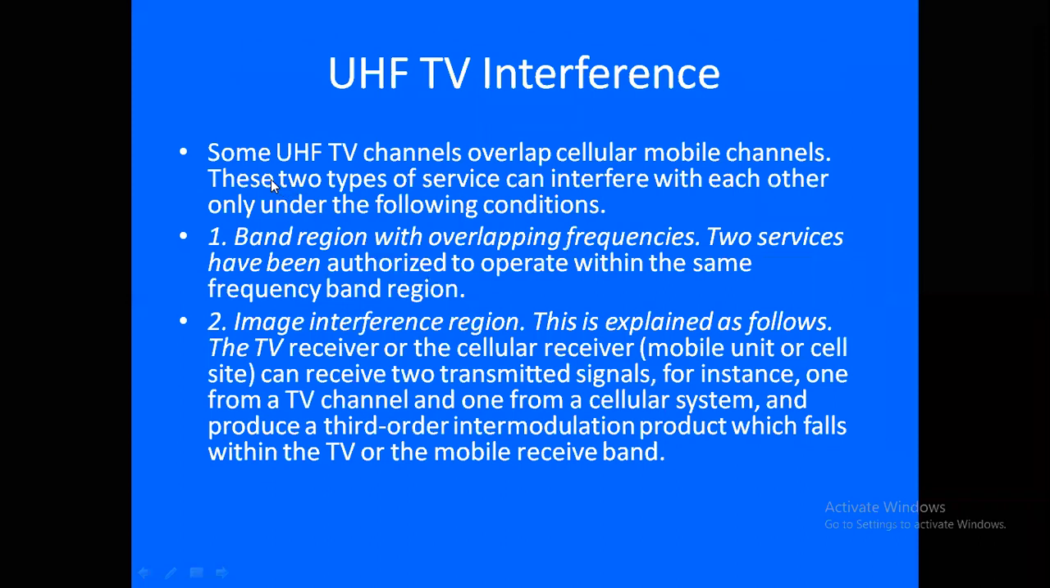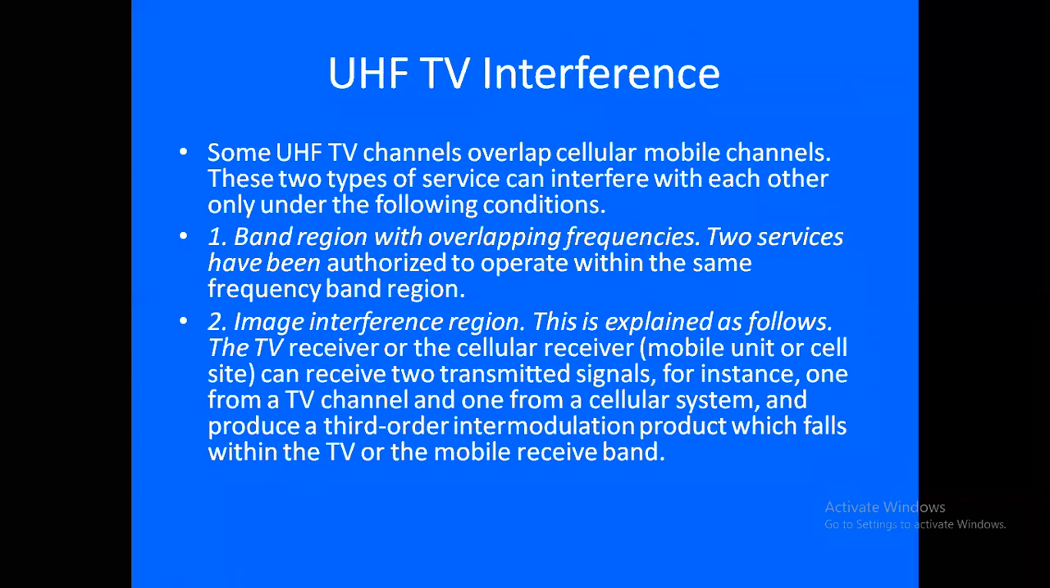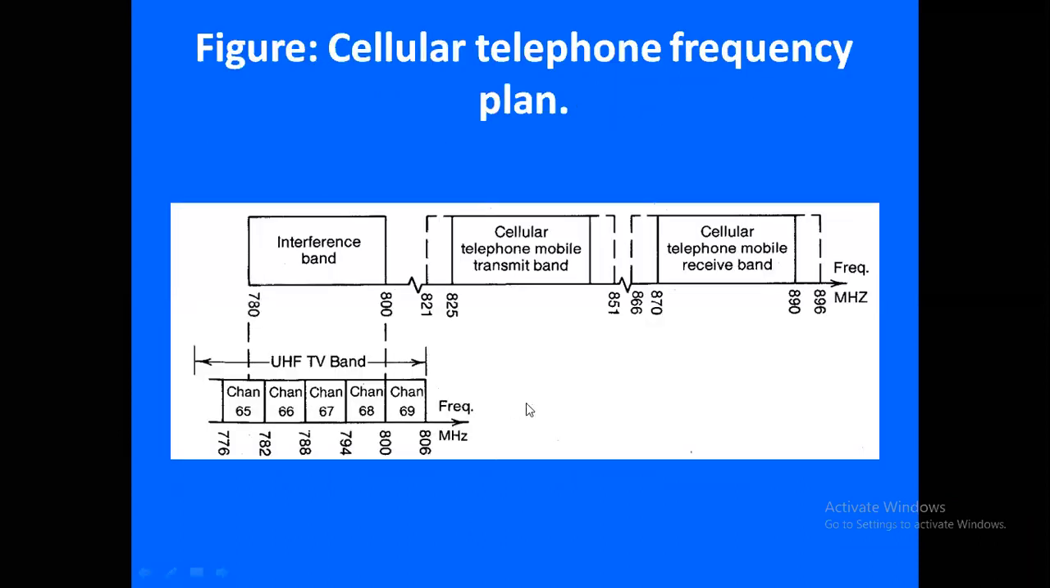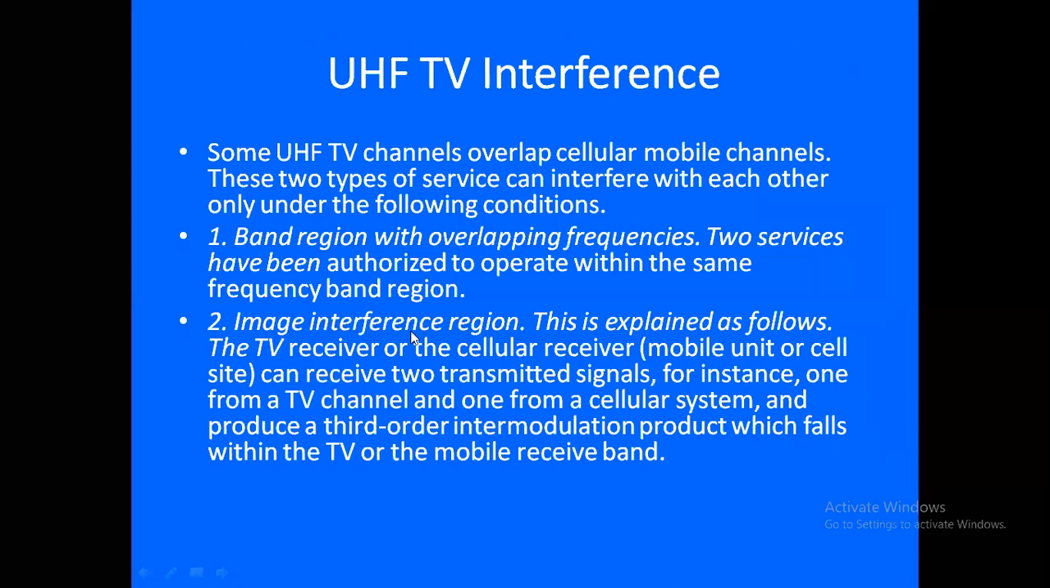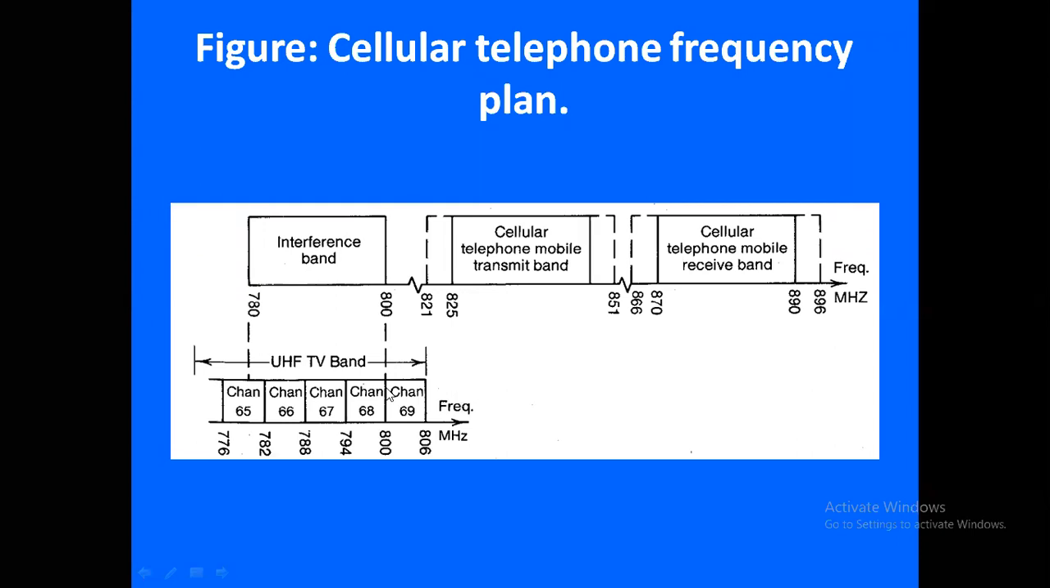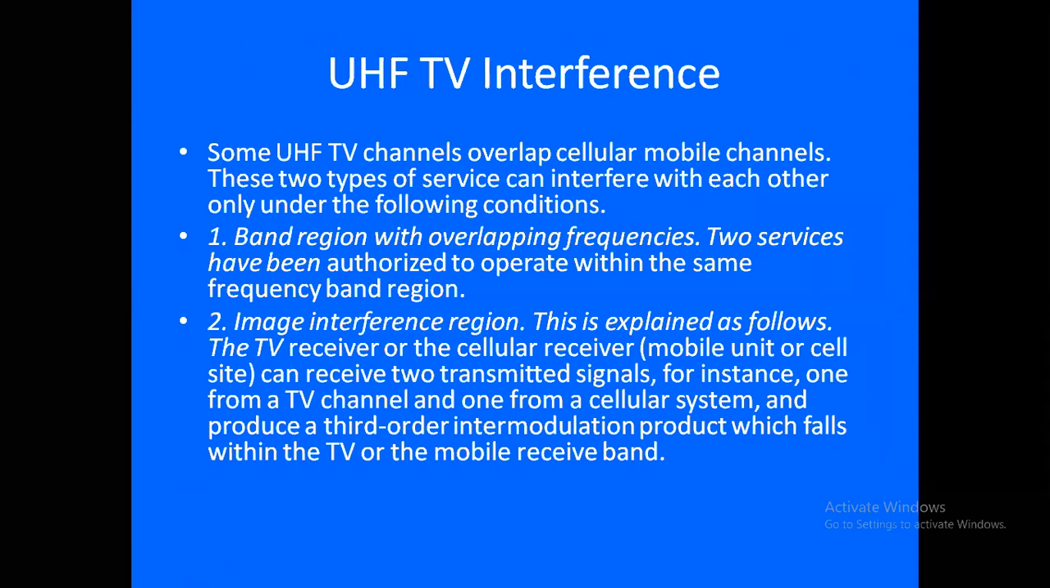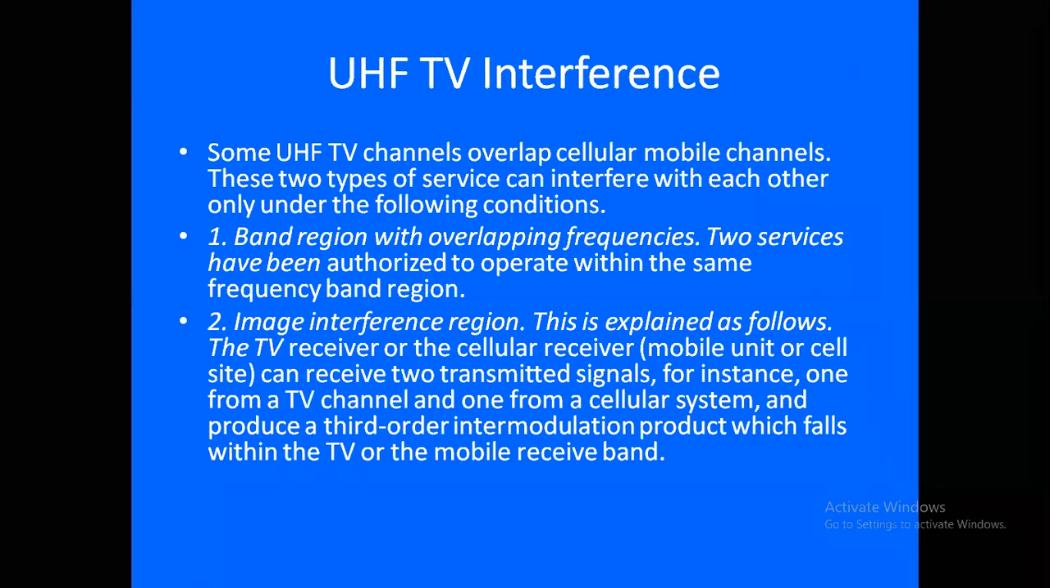So some ultra high frequency TV channels overlap cellular mobile channels. These two types of services can interfere with each other only under the following conditions. First one is band regions with overlapping frequencies. Second one is image interference regions, which means the image intermodulation product will result in interference.